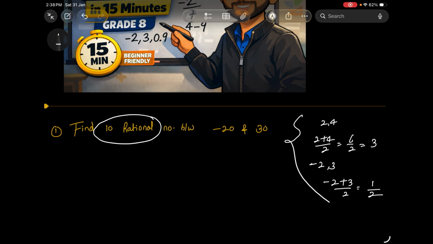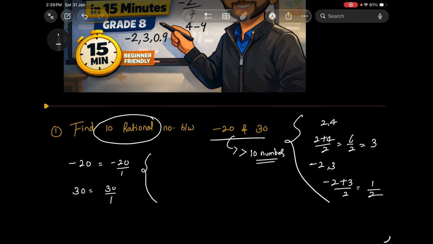But what if 10 rational numbers are asked? This type of question is asked in two formats. In the first format, the given range itself contains more than the required number of rational numbers. Here, more than 10 numbers are contained between these two rational numbers. Let's see how. Minus 20, we can write as minus 20 upon 1. And 30, we write as 30 upon 1.